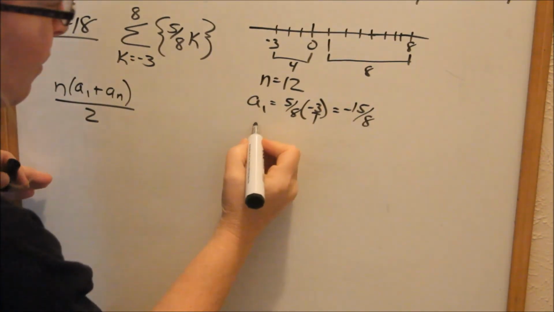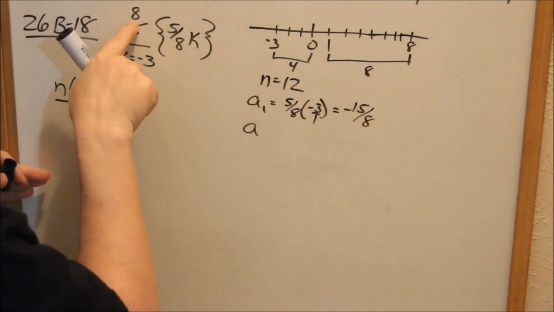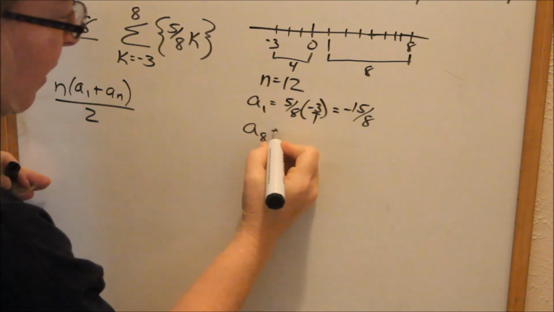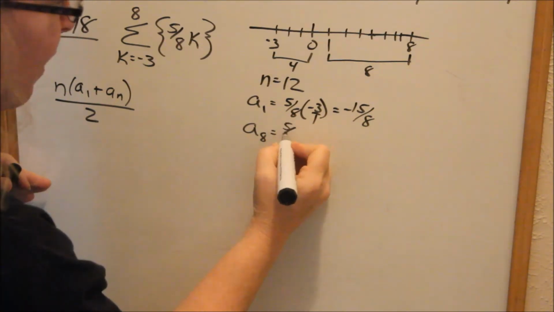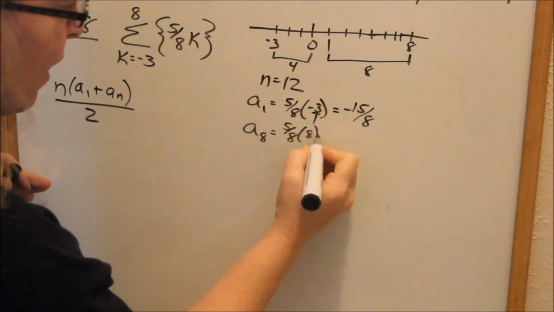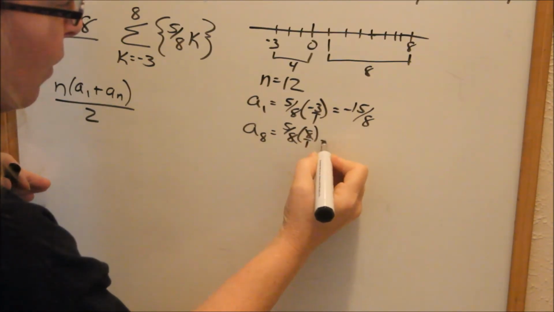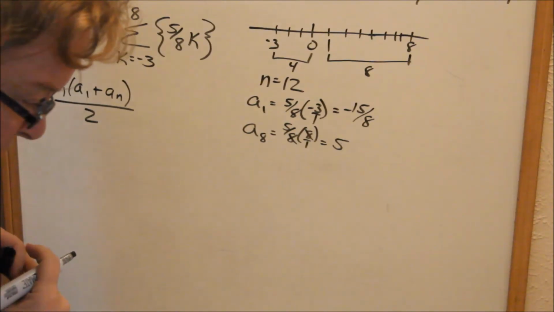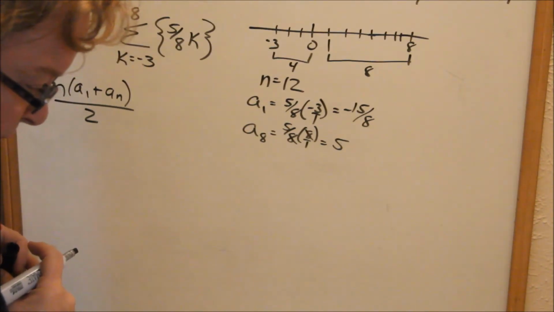Okay. My last term comes from plugging in this last number. So my last number is, I'm going to plug in 8. So that would be 5/8 times 8. And that 8 will cancel and you're left with 5. So my last term is going to be 5.